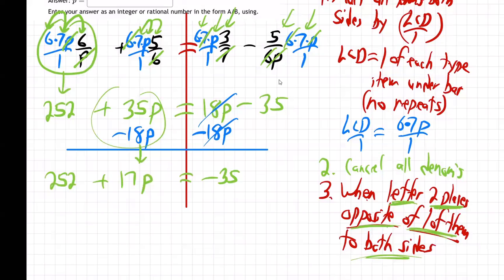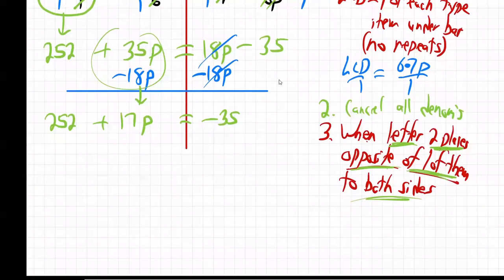Okay. When you get the letter in 2 places, do the opposite of one of them to both sides. So we did that. We did minus 18p on both sides. Got rid of that 18p. Okay, now we're trying to solve for p. So I'll just say step 4, get the letter alone.